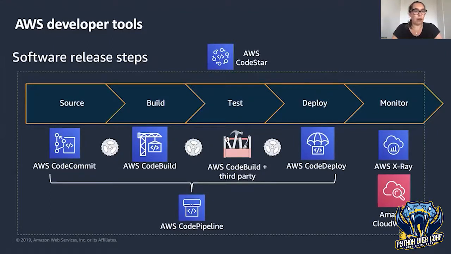So we talked about CodeCommit and GitHub integration with CodePipeline. We talked about CodeBuild and integration with CodePipeline. We talked about different tools for testing. We talked about CodeDeploy and how to do safe deployments and immutable deployments. We talked about X-Ray and CloudWatch to monitor your production.